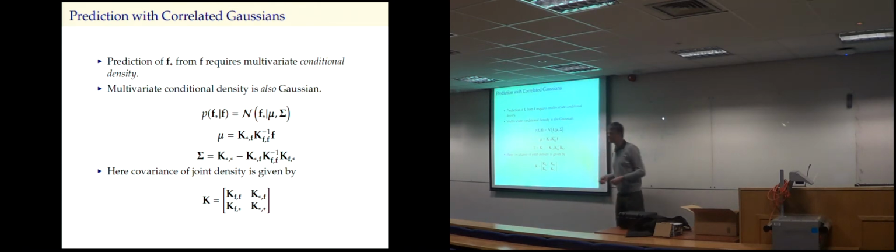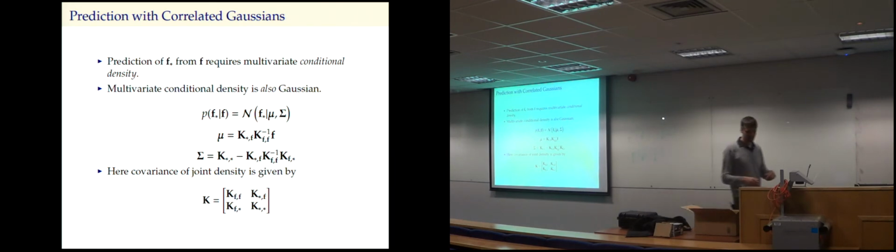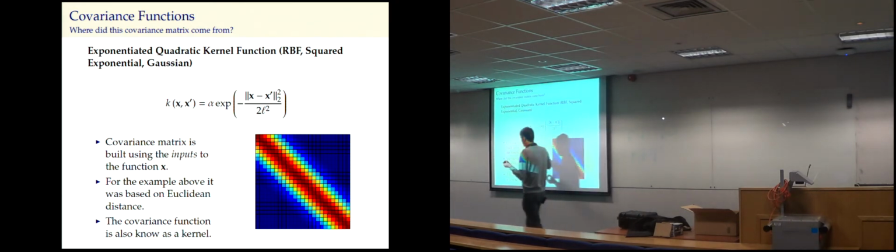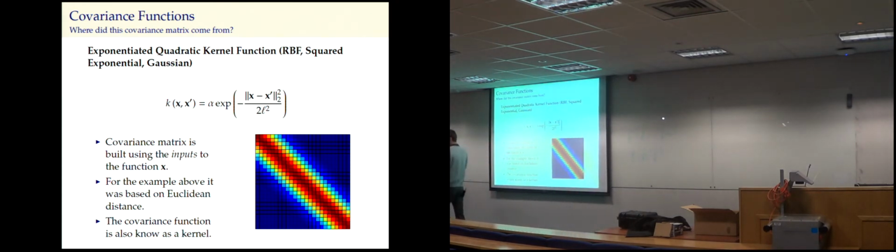Yeah, so it's a great time to ask that question because the next issue is where this covariance comes from. Normally covariance matrices are just matrices that we fit to data, we get them from data or something like that. In a Gaussian process, this covariance matrix is built using the inputs to the function, so our x's. So remember there's an f of x.